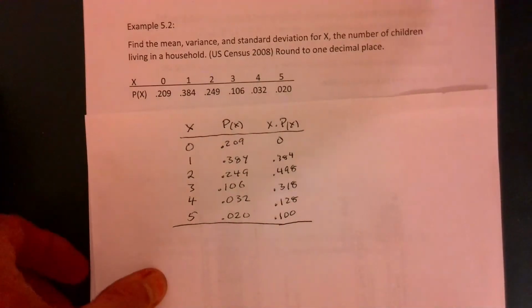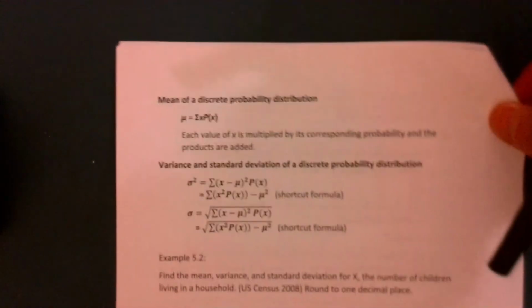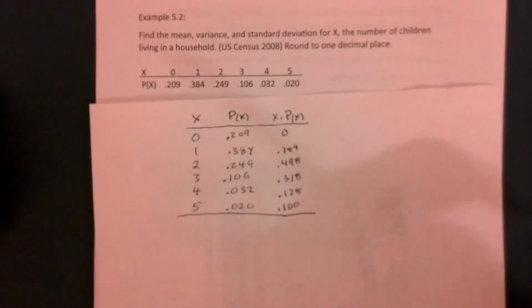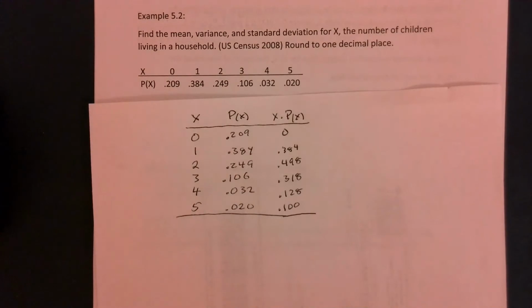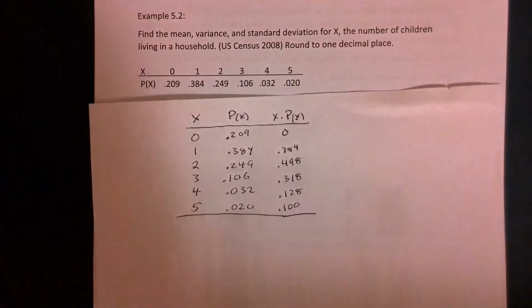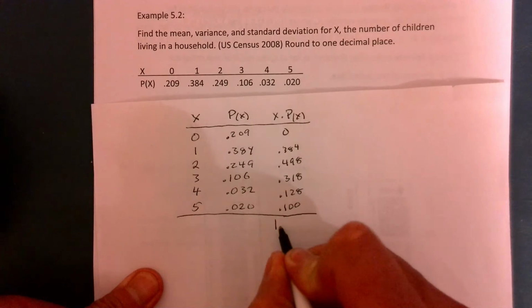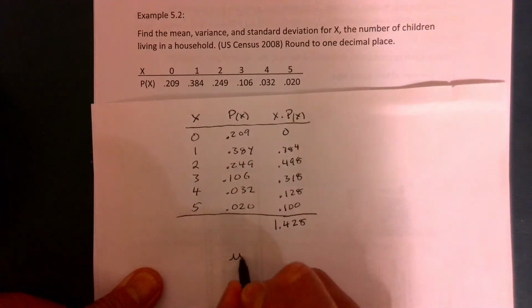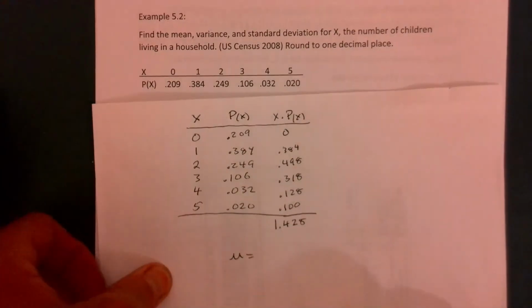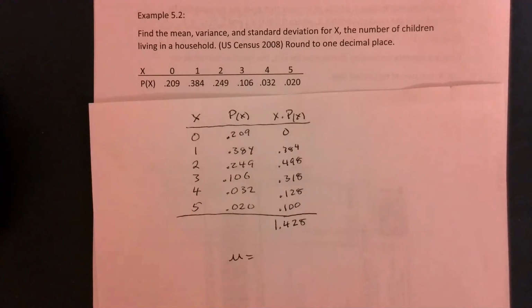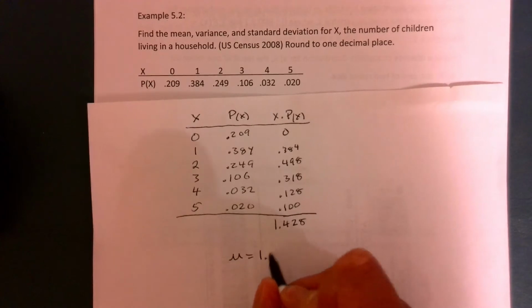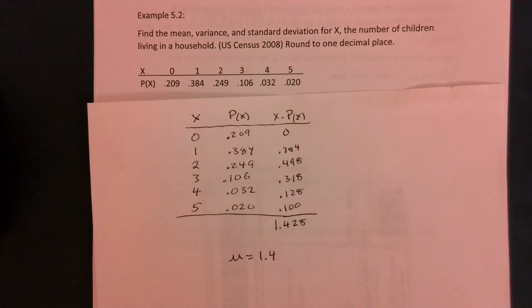Okay, so in order to find the mean, we add the products of x times p of x. So we add all these values in our new column. And when we do that, what we get is 1.428. The notation we use is mu equals, and it says in the instructions to round to 1 decimal place. So the mean number of children in a U.S. household in 2008 was 1.4 children per household.